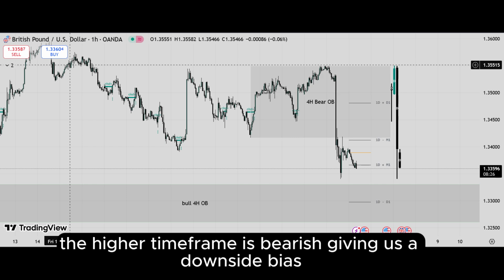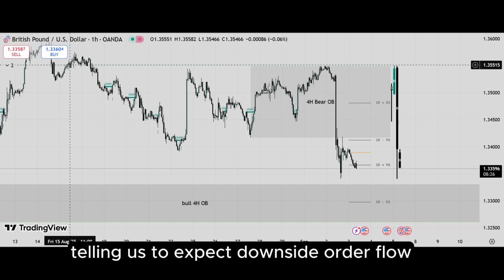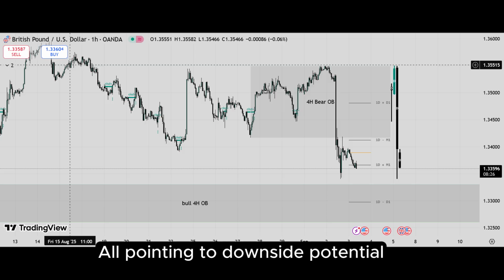So to recap, the higher time frame is bearish, giving us a downside bias. The 1-hour chart is trading inside a 4-hour order block with a gap below, telling us to expect downside order flow, all pointing to downside potential.